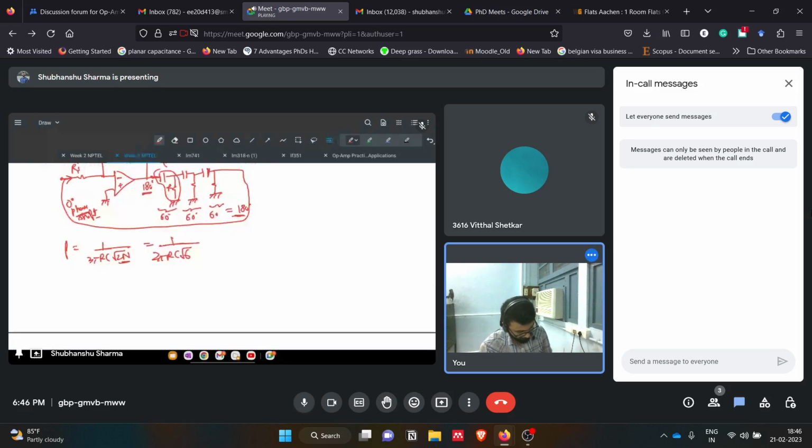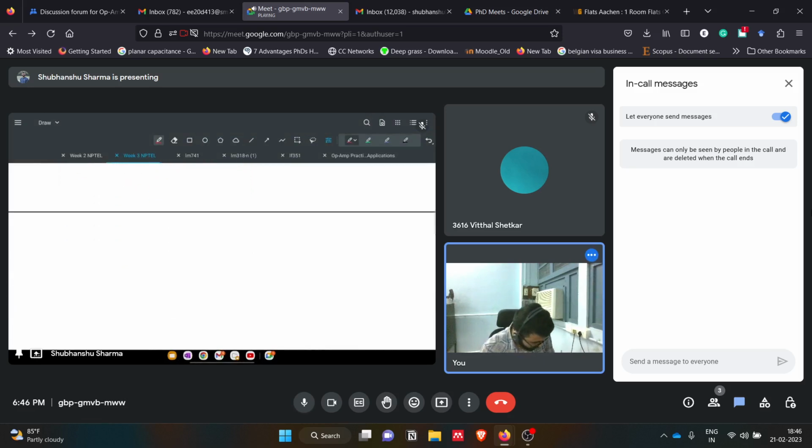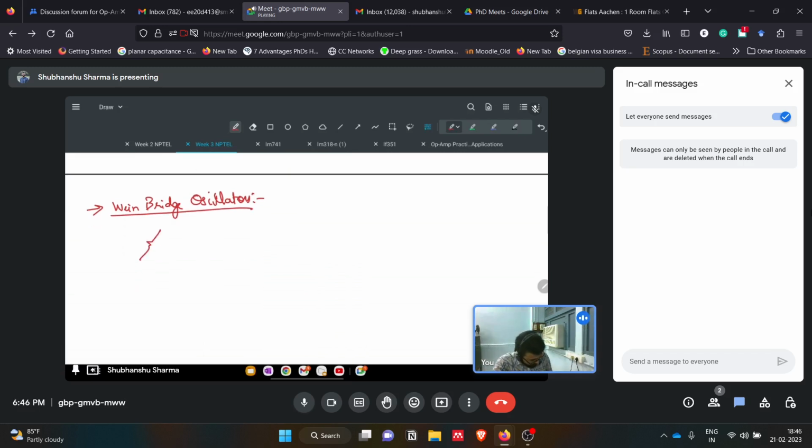Then we also talked about Wien bridge oscillators. So this was the Wien bridge oscillator. Here we are using RC combinations, but one in parallel, one in series. This was the configuration.